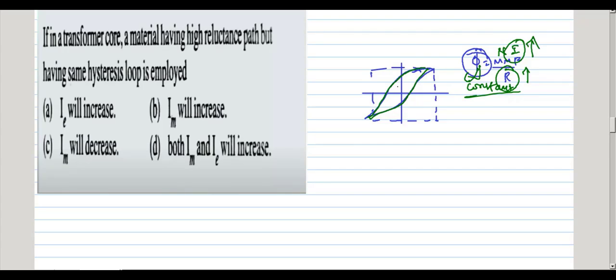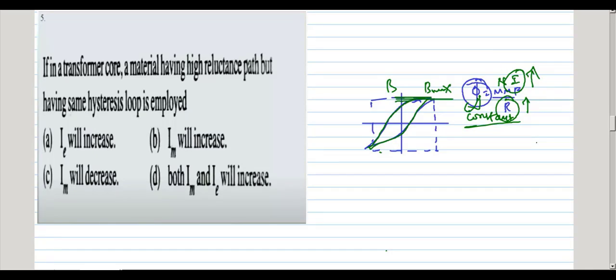He has given that the BH loop is the same, which means the flux is constant. Whatever flux is produced, this is the maximum flux, positive B max, and this is your negative B max. The BH loop is constant, so nothing changes for us: B max is constant, meaning flux is constant. So to achieve that, the current must increase, and the magnetizing component of current Im will increase.